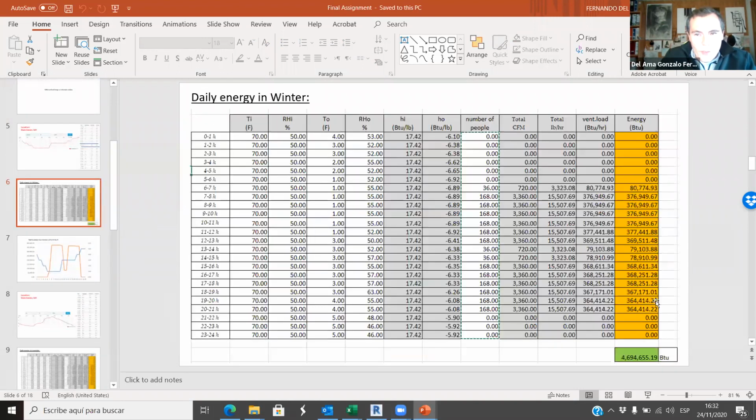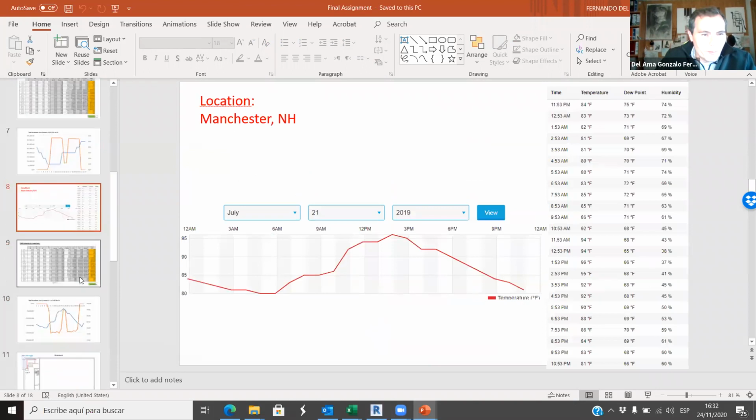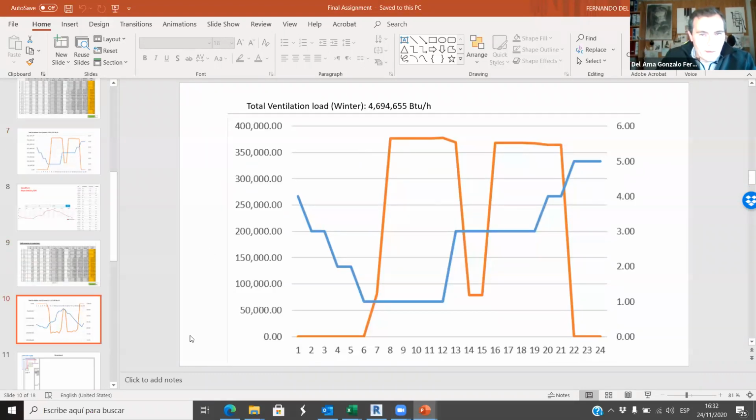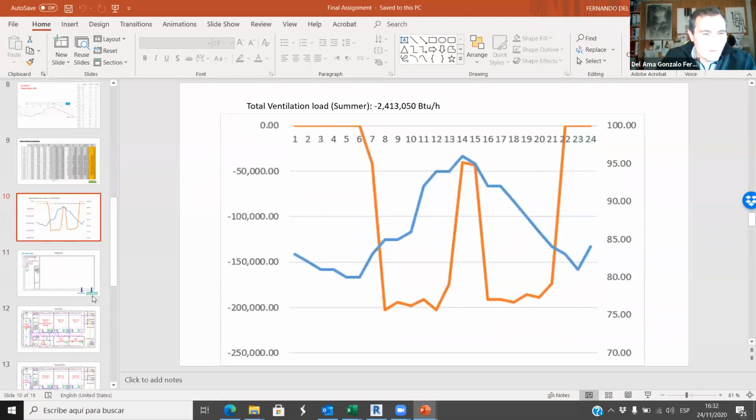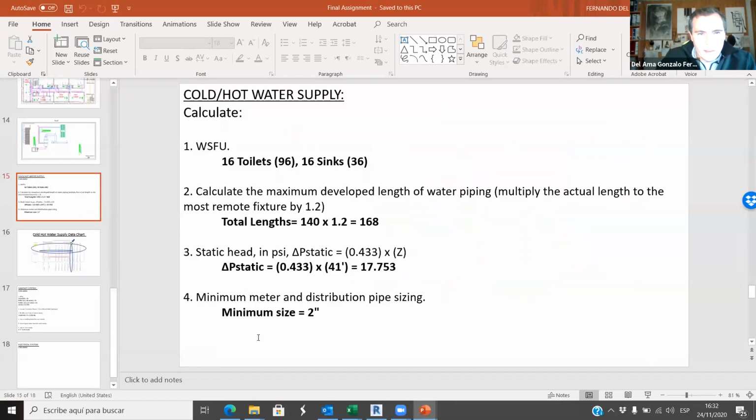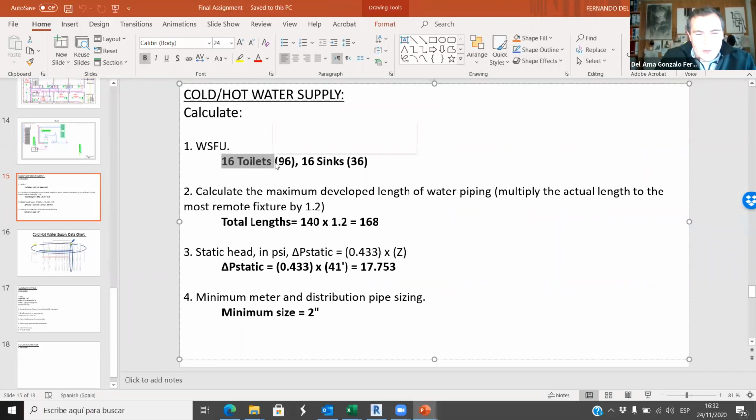Yeah, if this is the winter, this is the value that you have to put there, and this is the daily energy in summer. The only thing is that you have to divide this by 2 because it's a 50% efficiency. Then you have the graphic in winter, you have the graphic in summer. Okay, perfect. And now you are calculating the hot and cold water supply. You have calculated 16 toilets, that is 96 water supply fixture units.